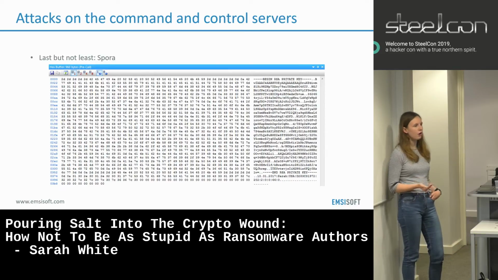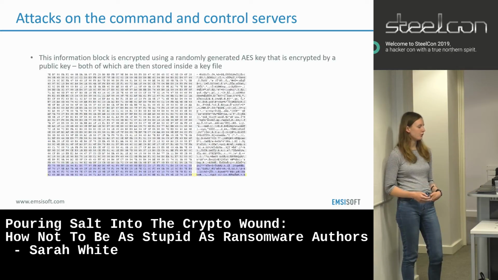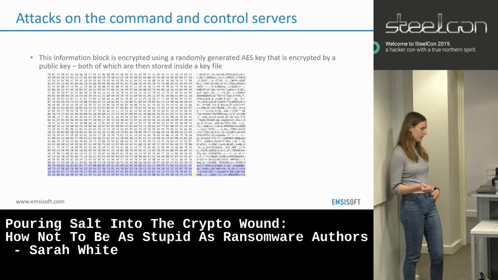They generate a new RSA key pair for each system. They create a block of information that contains the key pair as well as some metadata about the system. They then encrypt this information block using a randomly generated AES key in ECB mode. The AES key is then encrypted using a public hard-coded key, and both the encrypted AES key and the encrypted information block are stored in what they call a .key file.